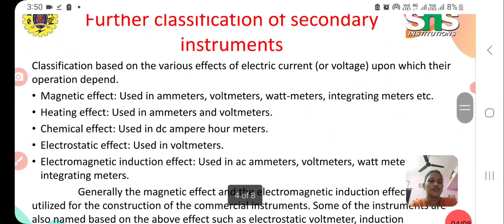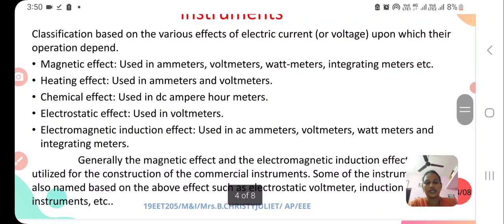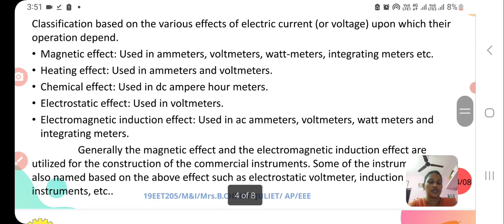The next category of secondary instruments is based on the effect of electric current or voltage upon which their operation depends. Certain instruments use the magnetic effect, certain instruments use the heating effect, and certain instruments use the chemical effect to perform the measuring operations. Based on that, the secondary instruments are classified as magnetic effect instruments, heating effect instruments, chemical effect instruments, electrostatic effect instruments, and electromagnetic induction effect instruments. The examples of these instruments have been listed.